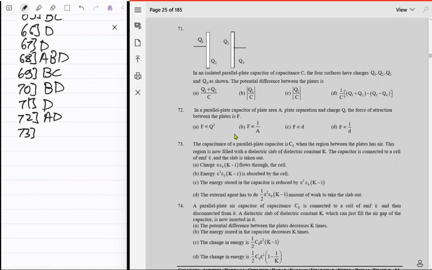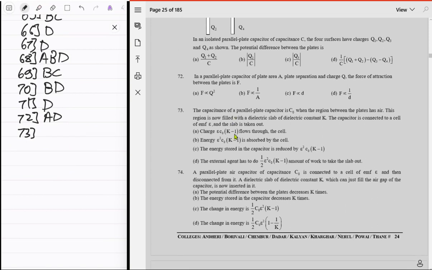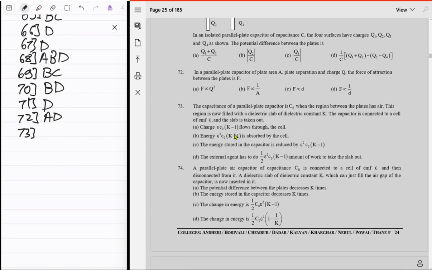73. The capacitance of a parallel plate capacitor is C naught when the region between the plates has air. This is now filled with a dielectric slab of K. The capacitor is now connected to a cell of EMF E. The slab is now taken out. Some charge flows through the cell.